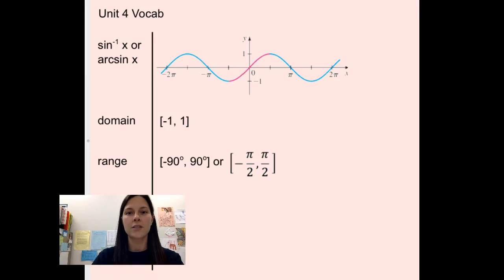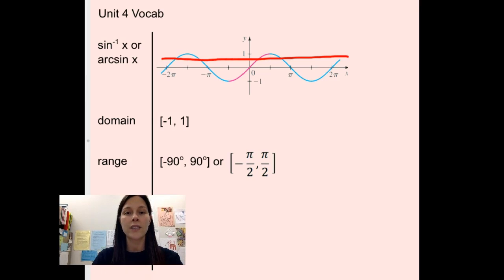Next, we're going to learn about the inverse of our trig functions, sine, cosine, and tangent. So we've got a graph of our sine function here. Remember, for a function to have an inverse that is also a function, it needs to pass the horizontal line test. With our sine function, we obviously fail the horizontal line test.